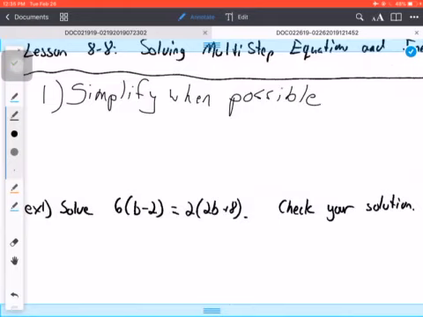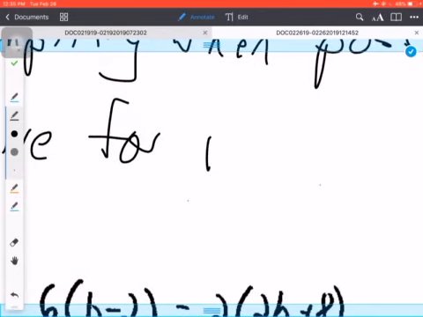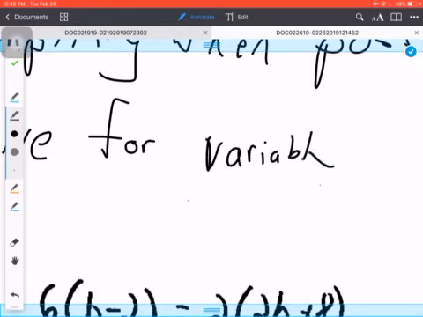So if you look at example 1, for example, here, we have two parts of this equation, two expressions that are equal to each other, this one here and this one here, and they both have the distributive property that would need to be done first. So simplifying that first is going to make it a lot easier. And then, of course, you always want to solve for your variable. That, of course, is always the crucial part.